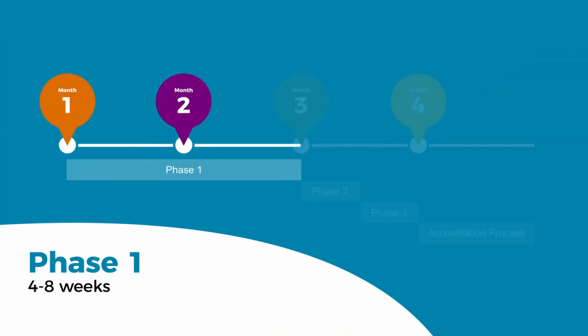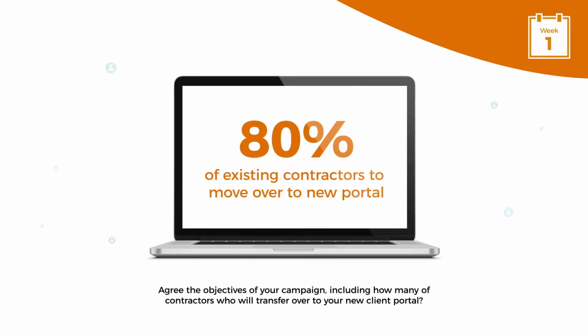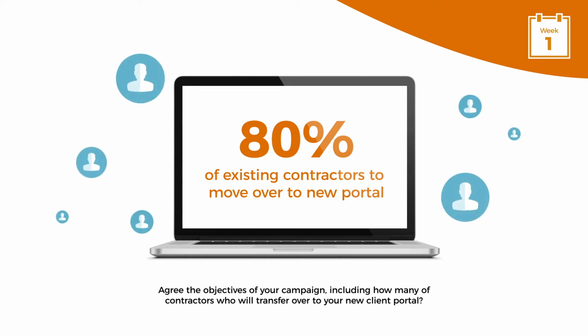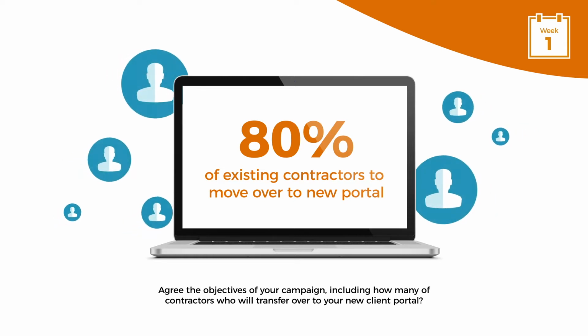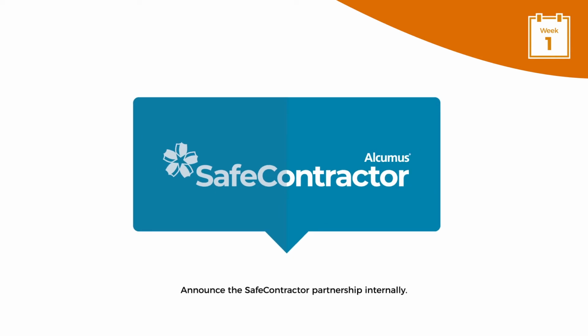Phase 1. The first part of the process is to agree your campaign objectives, including what proportion of your existing contractors you think will move over to your new client portal. You will then need to make an internal announcement about your SafeContractor partnership.